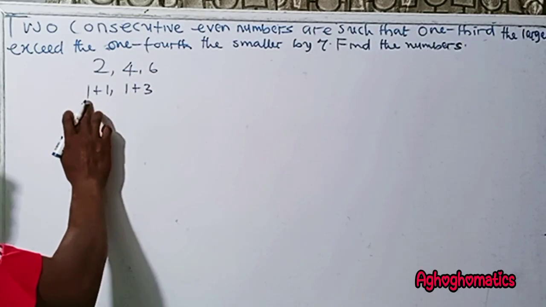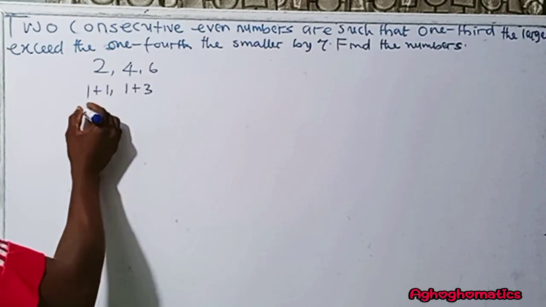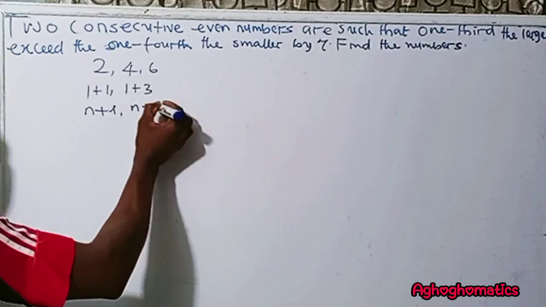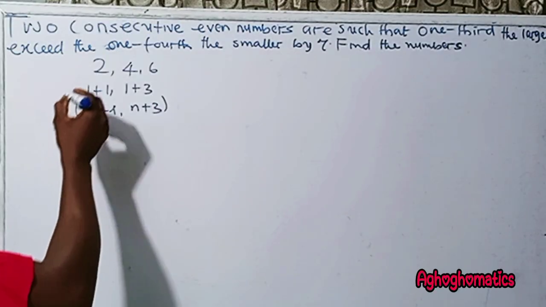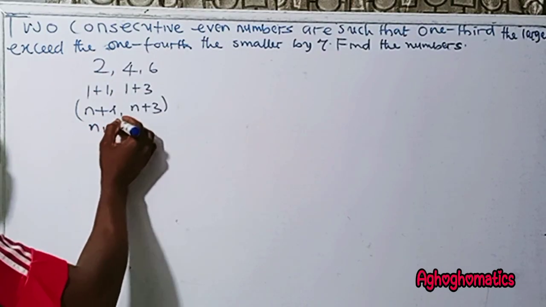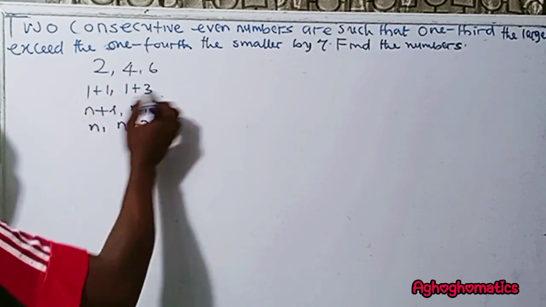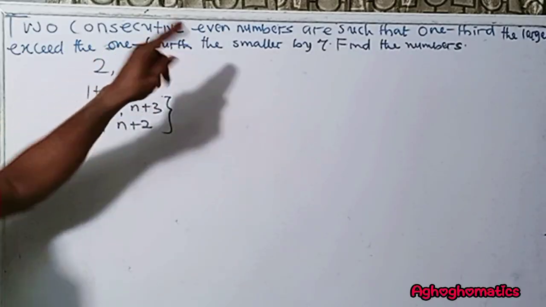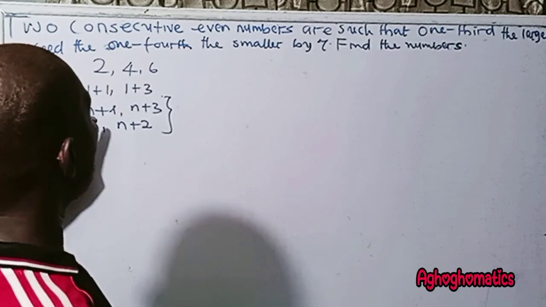So, assuming this is the number now, let one of the numbers here be n, this will be n plus 1, the other one will be n plus 3. So this is one way you could do it, or you could simply say that if one of the numbers is n, the next one will be n plus 2. So these two approaches fit in if you are resolving when consecutive numbers are evens.